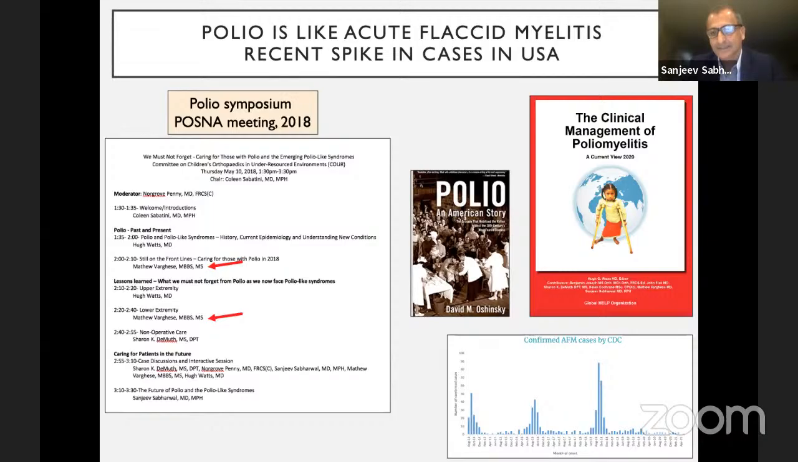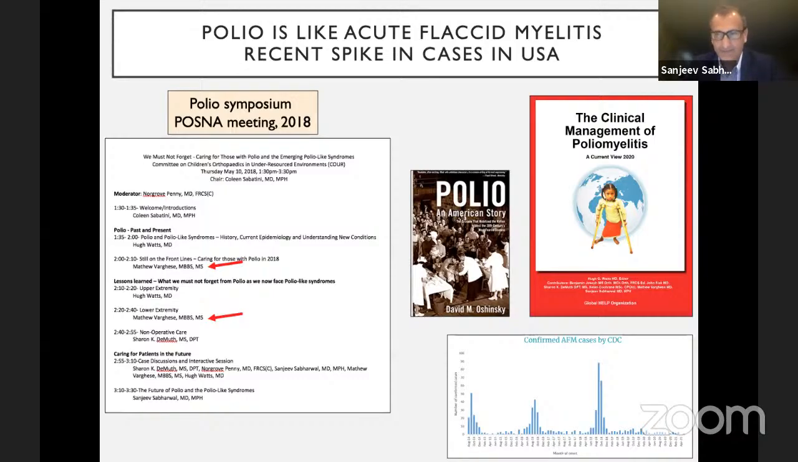And ultimately, with the help of Global Health, which is an educational platform with free access relevant to pediatric conditions, we all pitched in and put out this downloadable book on clinical management of poliomyelitis.